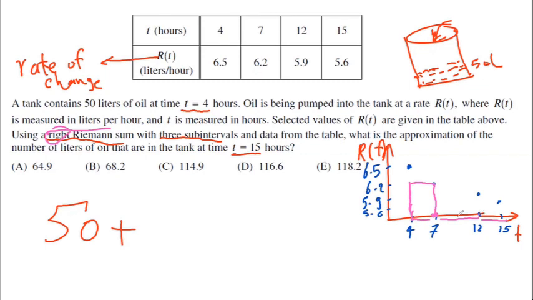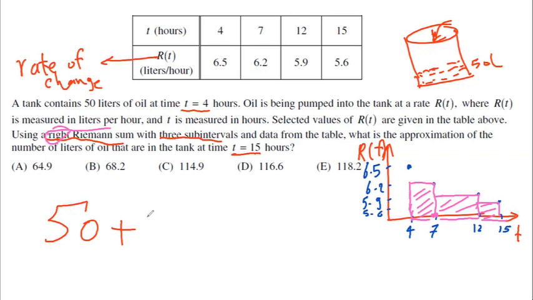Again, for 12, it is the right endpoint of the second sub-interval. So we'll do this again, and then 15 and do this. So basically you just want to find the area of 3 rectangles.